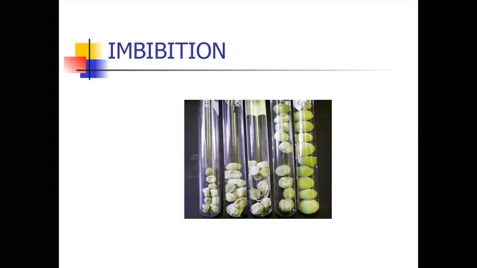So seed cells have water absorbing capacity. Water absorbing capacity is called imbibition. By imbibition, dry seeds absorb water and they enlarge in size. Enlarging in size is called imbibition. It is an easy experiment, children, to explain imbibition.